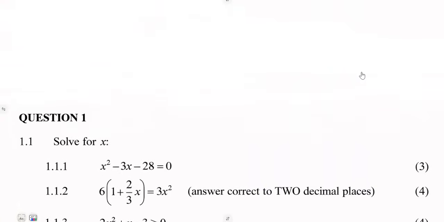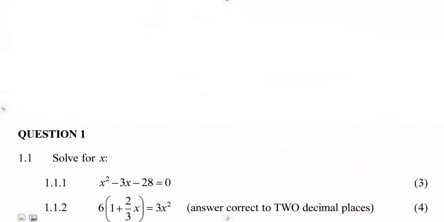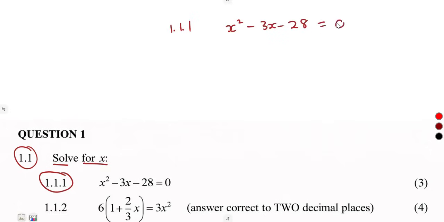Let us quickly go through our questions. In question 1, we were given 1.1, solve for x, where we can be given equations or inequalities. For the first part, 1.1.1, we are given a quadratic equation: x squared minus 3x minus 28 is equal to 0. That's a basic quadratic equation, where you are not told to answer correct to 2 decimal places.